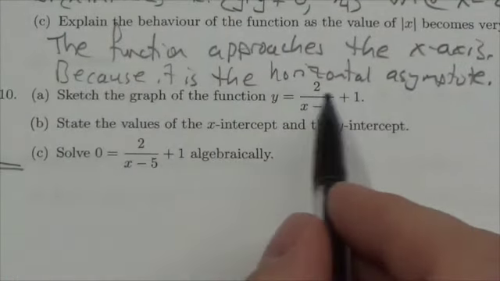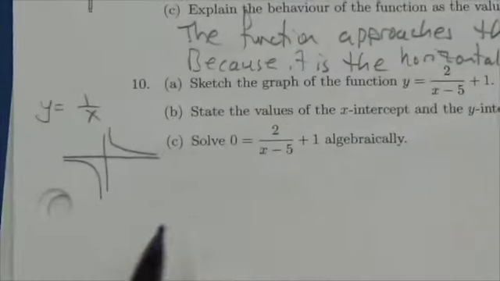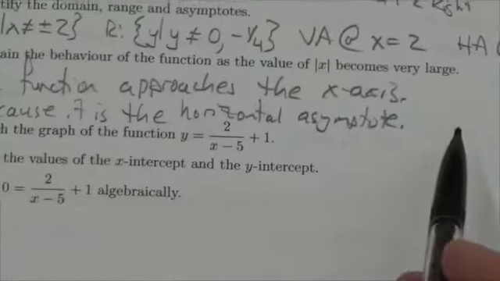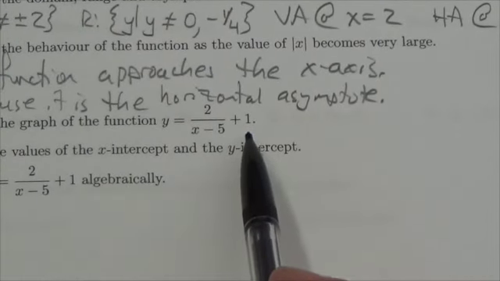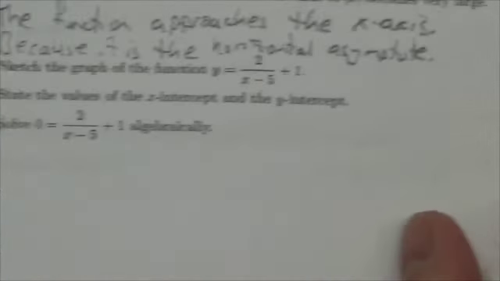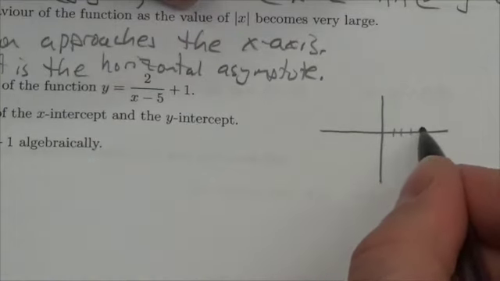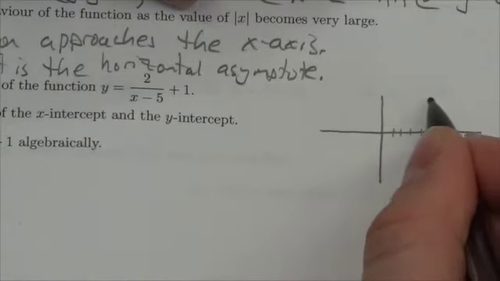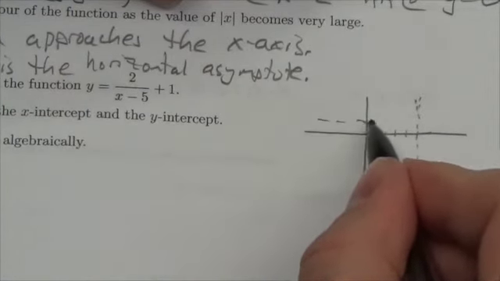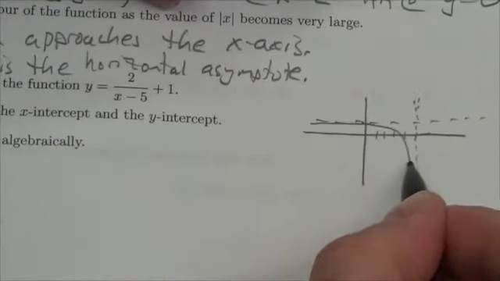What's going to cause a more interesting change is that this is a horizontal translation 5 to the right, meaning my vertical asymptote is going to move to 5, and this piece is a vertical translation 1 up, which moves my horizontal asymptote up 1. So this is actually going to look more like this. 1, 2, 3, 4, 5. Here's my vertical asymptote, and here's my horizontal asymptote at 1. Now this is going to look a little bit more like this.